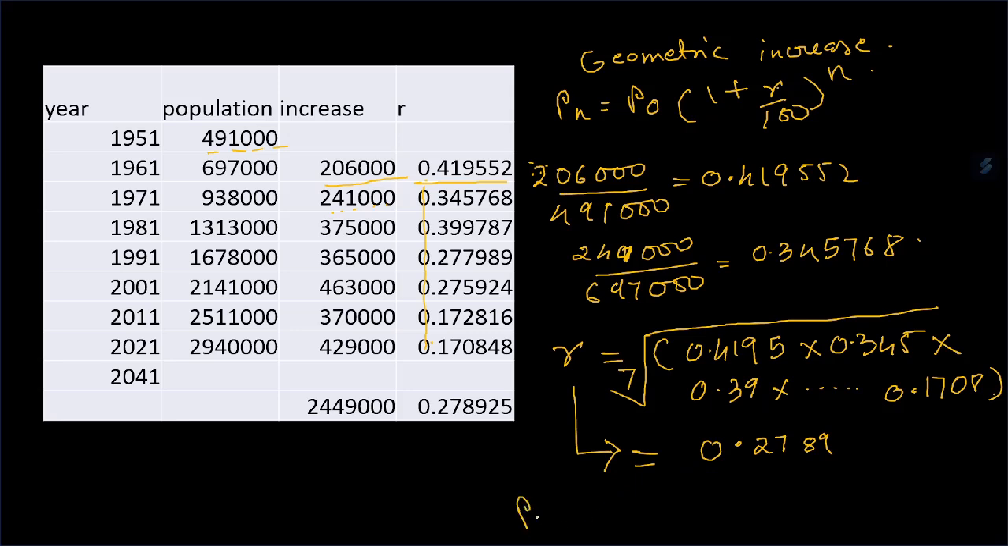Now when we switch all the values into P0, remember that 1 plus R upon 100 is nothing but 0.2789, because if I change it into percentage, then I will have to divide it by 100, else there is no need. So 1 plus R upon 100 is nothing but 1 plus 0.2789 to the power n. N is nothing but 2.